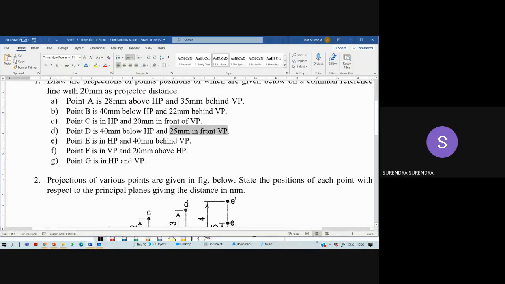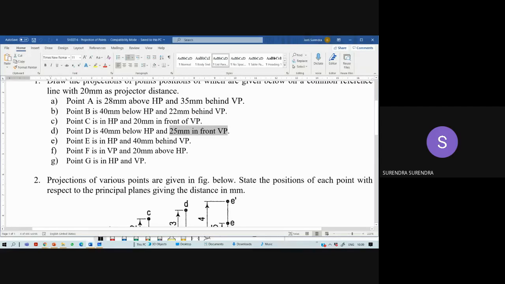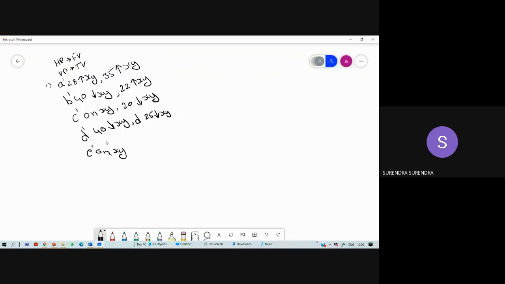Next, point E in HP. So when your point is in HP, its front view will be on XY line. So front view means E dash on XY line and 40 mm behind VP. So always behind VP means top view above XY line. So point E is 40 mm above XY line. So E dash implies front view, without dash implies top view.